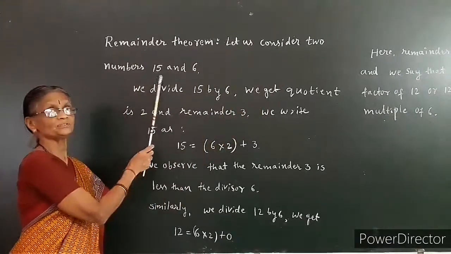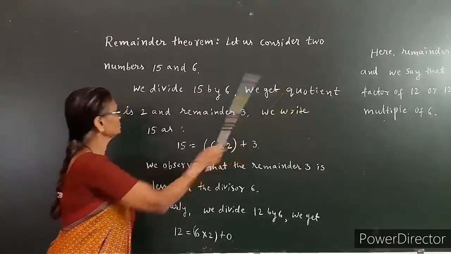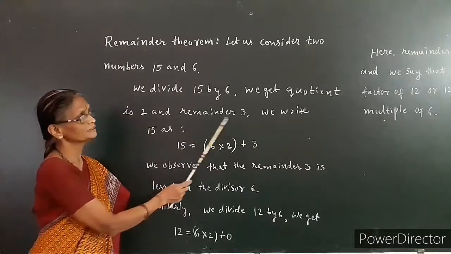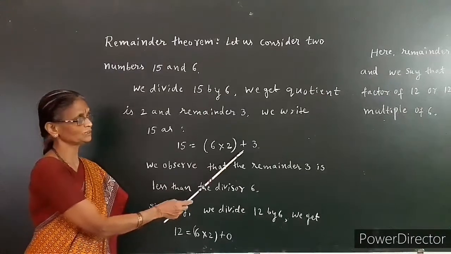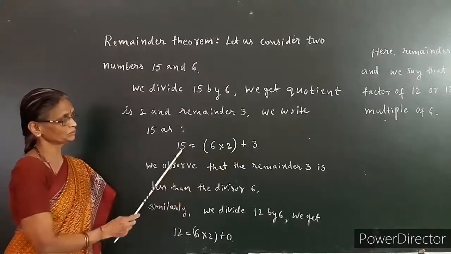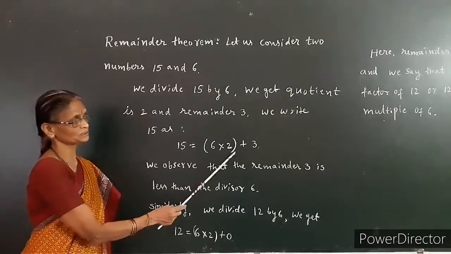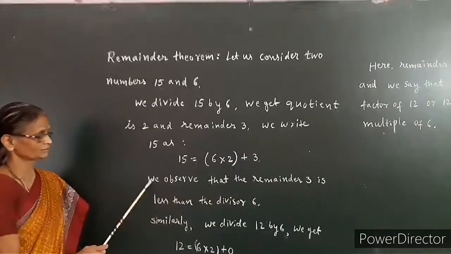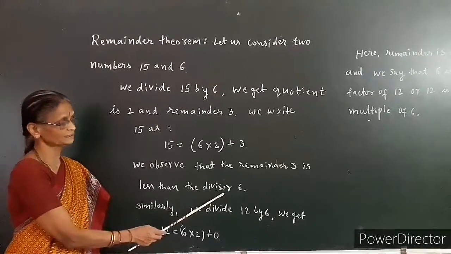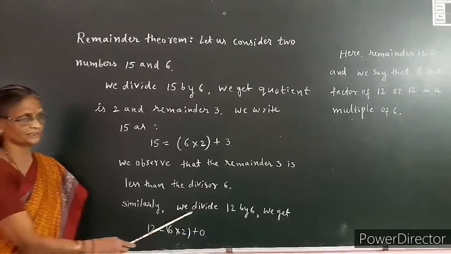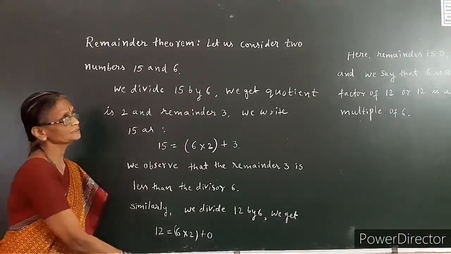Consider two numbers 15 and 6. We divide 15 by 6. We get quotient 2 and remainder 3. We write 15 as 15 equal to 6 into 2 plus 3. Already you know the division algorithm: dividend equal to divisor into quotient plus remainder. We observe that the remainder 3 is less than the divisor 6. Similarly, we divide 12 by 6, we get 12 equal to 6 into 2 plus 0.